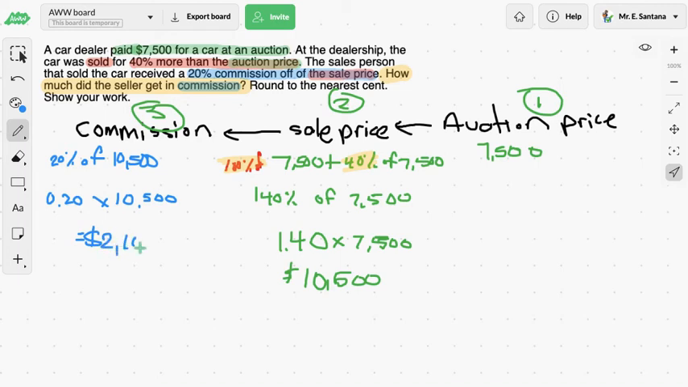So the salesperson gets $2,100 off of this sale. Remember, there was a markup, and the markup was the additional amount that was added to the 7,500. That was the price of the car when it's sold, which is 10,500. And from that, 20% goes to the seller, which is 2,100.